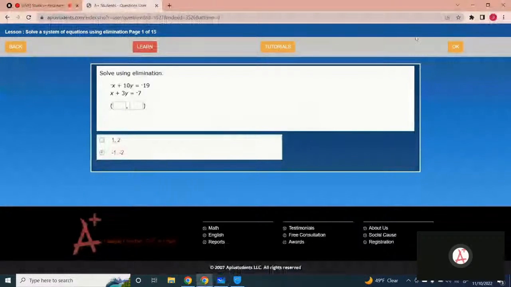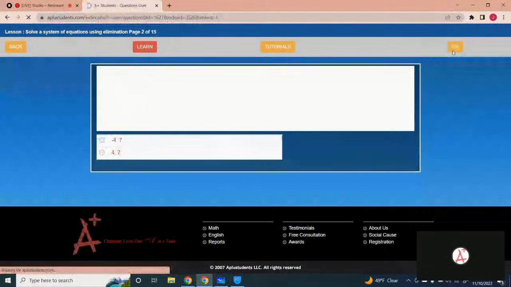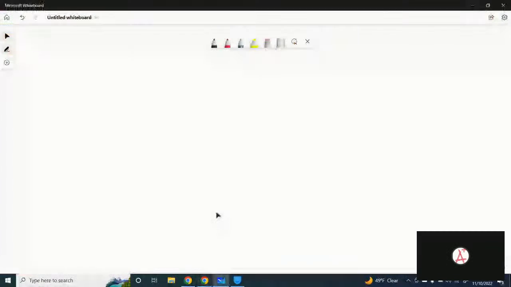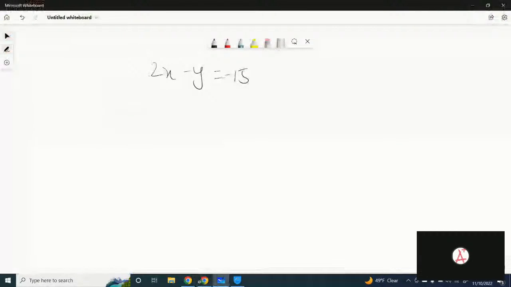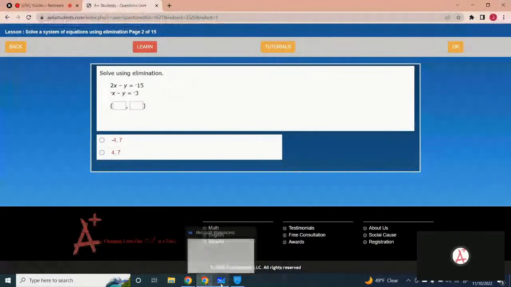It would be negative 1 and negative 2, and the next question is, okay, 2x minus y equals negative 15, and negative x minus y is negative 3. Let me just confirm. Negative x negative y equals negative 3. 2x minus y equals negative 15. Okay, now just look at both the equations.